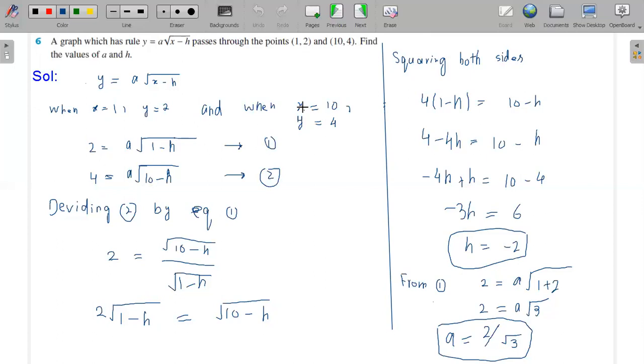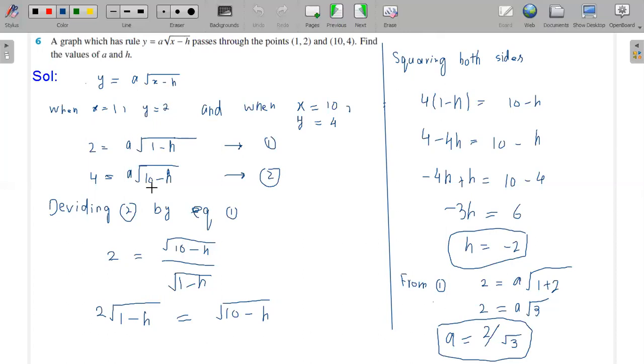And when we put in the second point, when y is 4, then 4 equals a times the square root of, again, x is now 10, so we replace x by 10, minus h. So we have these two equations, and from these two equations we can get the two values of a and h. We have to find a and h.